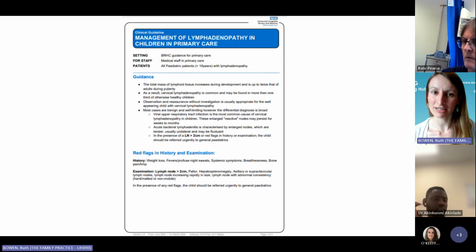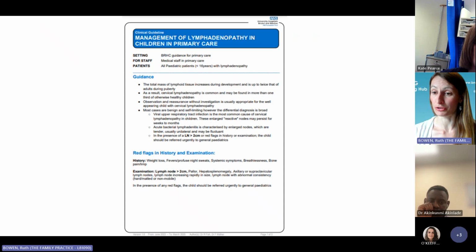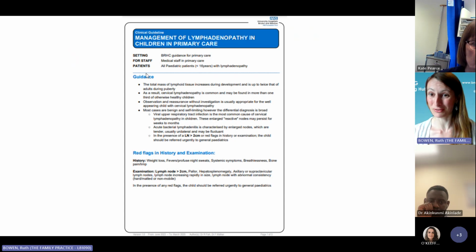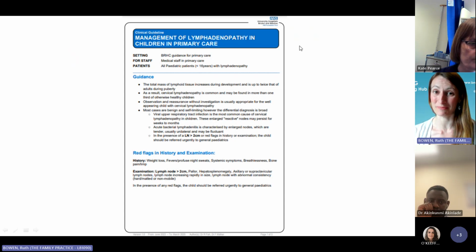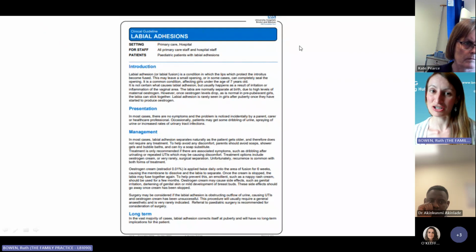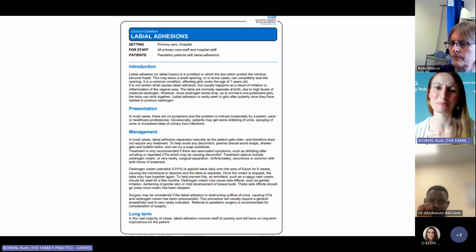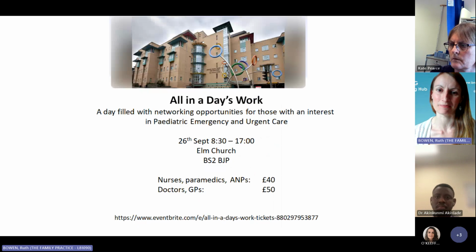And there are a couple of new guidelines that have come out as well under Bristol Children's Hospital. The guideline on management of lymphadenopathy in children in primary care is a really, really useful resource, so that's a good one to check out. And a new one's just been released on labial adhesions as well, which is nice and succinct and makes it all very nice and simple. So another one to have a look at.